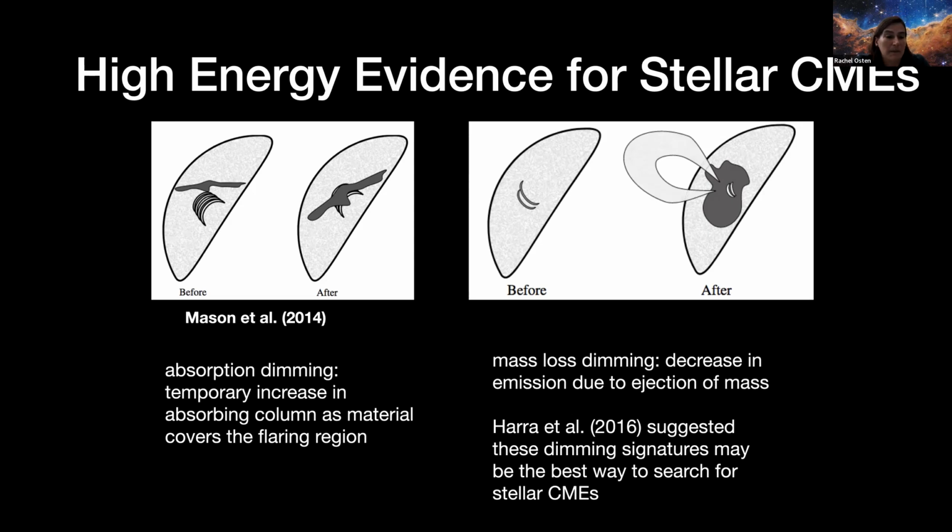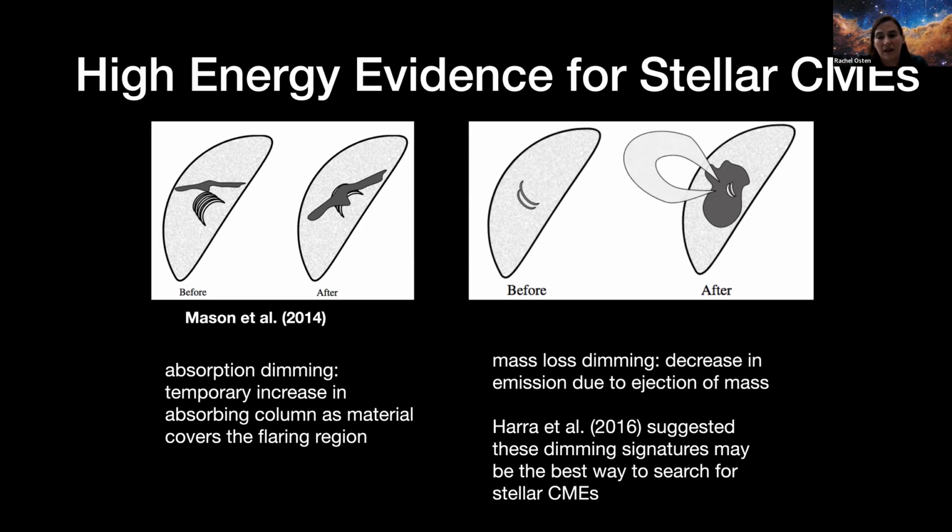This paper by Mason that I'm showing some diagnostics, little graphs from, pointed out a couple of different ways in which dimming signatures could be used to diagnose coronal mass ejections. And what you're seeing on the left is an example of a schematic for absorption dimming, where you've got your flaring loops, and then you've got your kind of blob of material that's getting ejected. And as that material covers the flaring region, you see a temporary increase in absorbing column that would then decrease as that material expands and gets more and more rarefied.